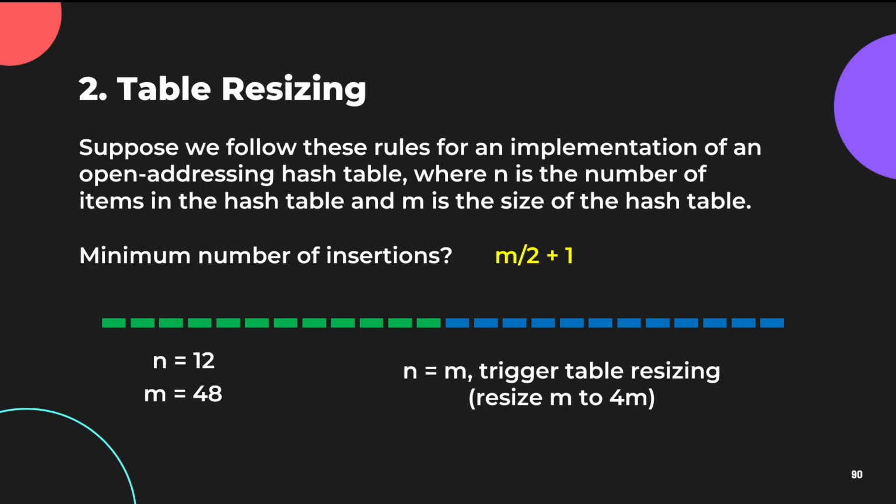As compared to the minimum number of insertions to have 2 growing events, which will take 3m over 4 with the new size, here we only need m over 2 plus 1 with the new size. So it will be much smaller. Okay? Any questions? Questions? Clear on this? Any questions?